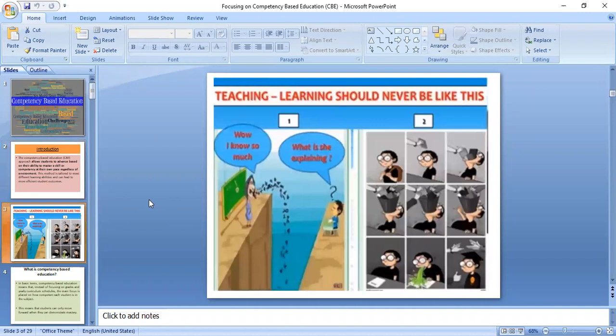Here we can see one image. Let us try and understand what the teaching-learning process should be or should not be in the classroom. In the first picture, we can see that the teacher feels self-accomplished, just passing the information which she has, and the student is just the mute spectator or the listener. That is not good enough.